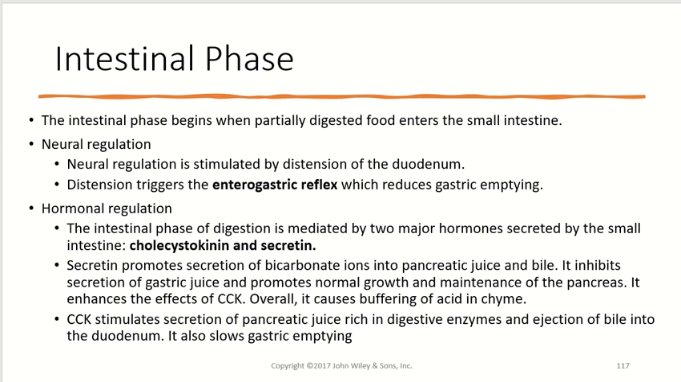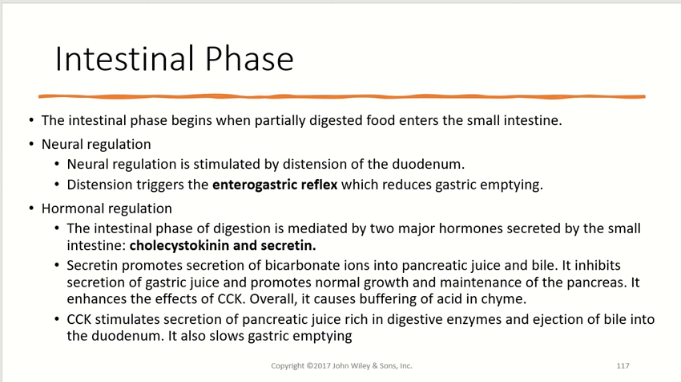Our final phase of digestion is the intestinal phase. This is going to begin when partially digested food enters the small intestine. There are two components to the regulation of this. We've got neural and hormonal, just like with the gastric phase. So in the neural regulation of the intestinal phase, this is going to be stimulated by distension of the duodenum, and this distension is going to trigger the enterogastric reflex, which is going to reduce gastric emptying.